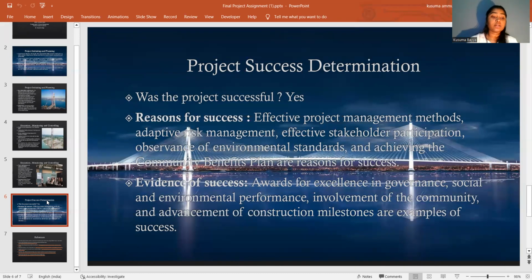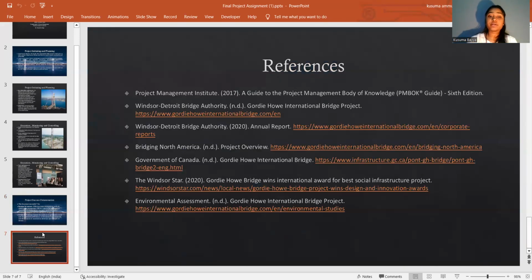And then here are the references. I have taken some information from these references.